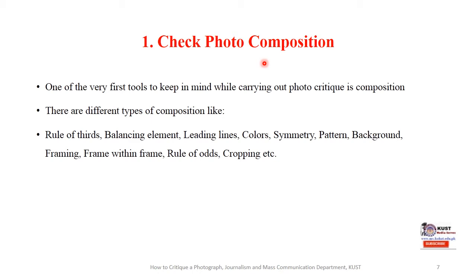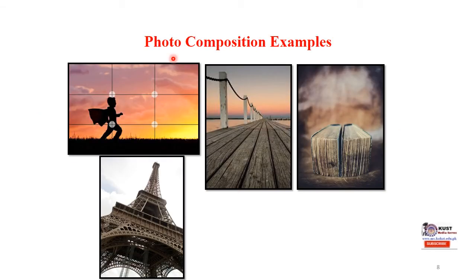So the very first thing is that you need to look at the composition, and this composition can be in different forms, like the rule of thirds, balancing element, leading lines, colors, symmetry, pattern, background, framing, frame within frame, rule of odds, cropping, etc. All these are composition principles or composition rules, right? So when you are given the responsibility of critiquing a photograph, or you are given the responsibility as a judge, you need to look at the composition first of all.